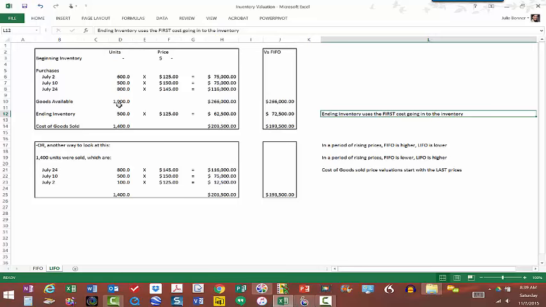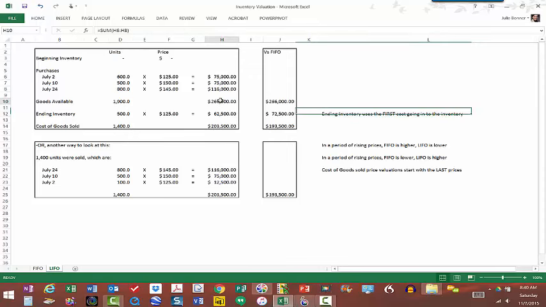Our total goods available for sale minus our ending inventory units gives us the total goods sold. So we sold 1,400 units out of this 1,900 units. And our value, this value minus the ending inventory, is $203,500.